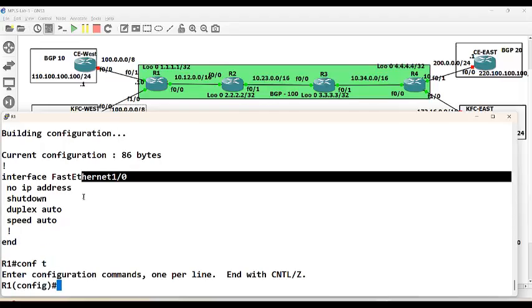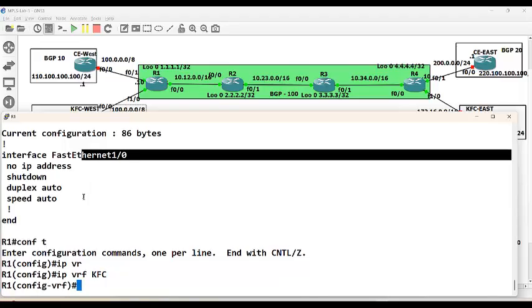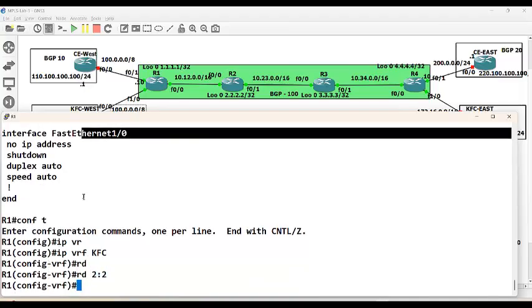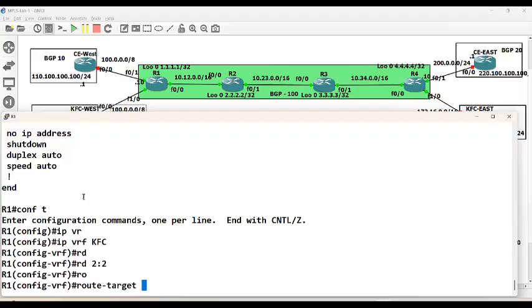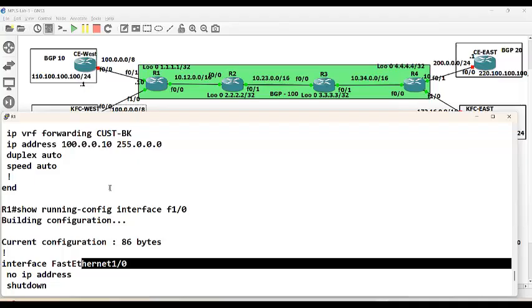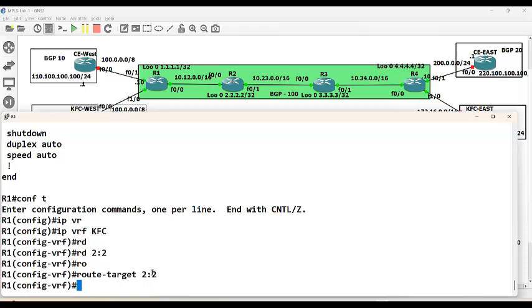Now let's create another VRF, IP VRF KFC. Route distinguisher I want to give 2:2. Route target also I want to give 2:2. For the other one, I gave 1:1, so I should not use the same one. I can use a different one. So I have given this.